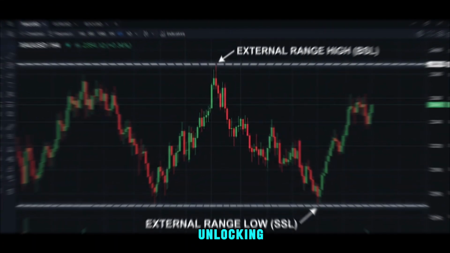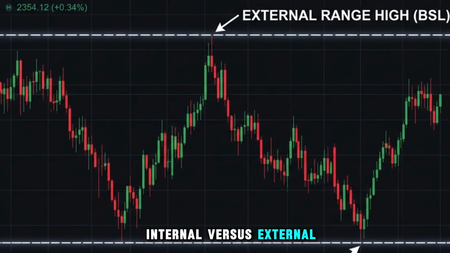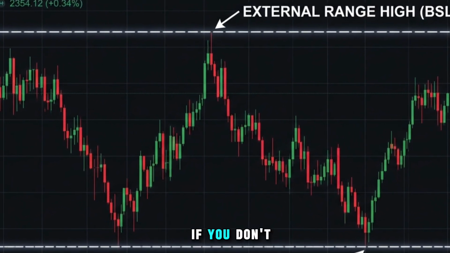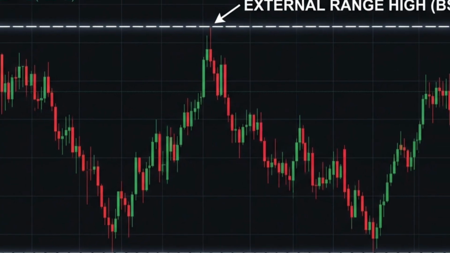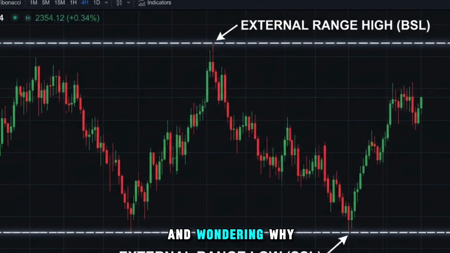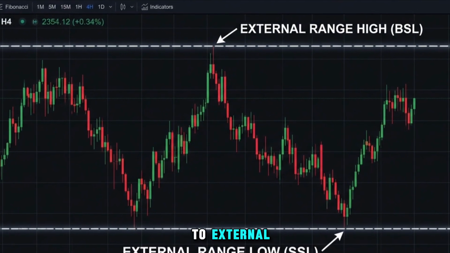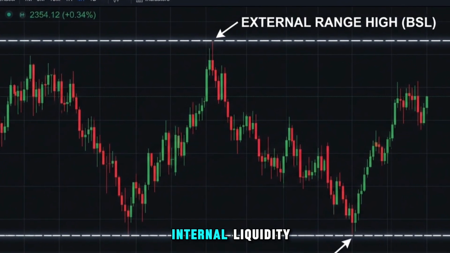Today, we are unlocking the holy grail of algorithmic framework: internal versus external range liquidity. If you don't understand this concept, you are spinning your wheels, taking random trades, and wondering why you keep getting stopped out. The market always moves from internal to external, and external to internal liquidity.